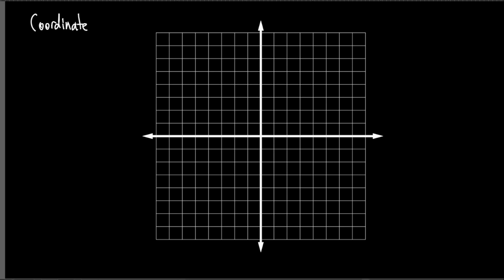So let's talk about this just a little bit. I'm going to change colors here. Let's go with this light blue. We have these two thick lines right here. One's horizontal, one's vertical. We call each of these an axis. The horizontal one, the one that goes left and right, we call the x-axis. The one that goes up and down, if this is horizontal, then this one is vertical. We call that the y-axis.